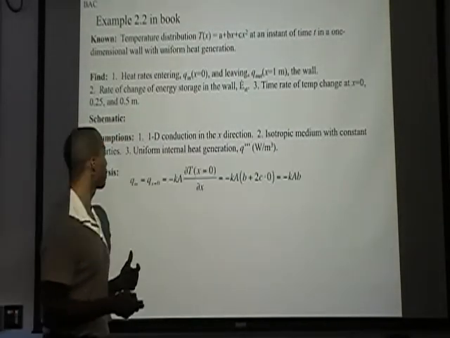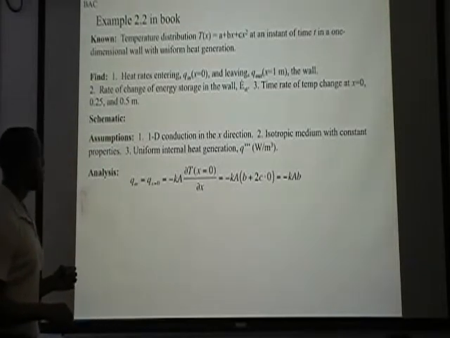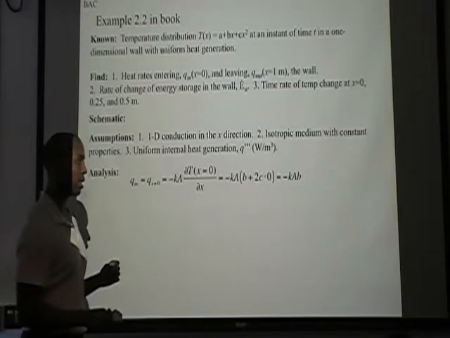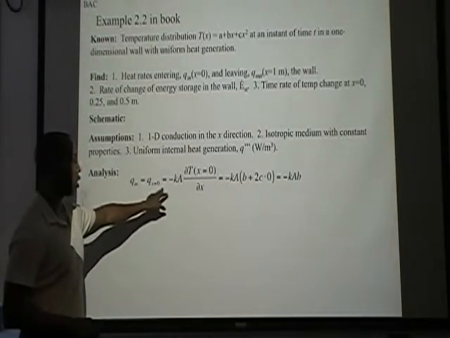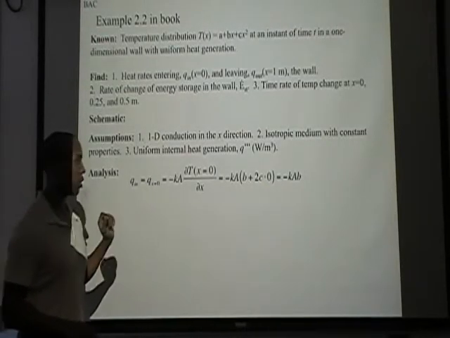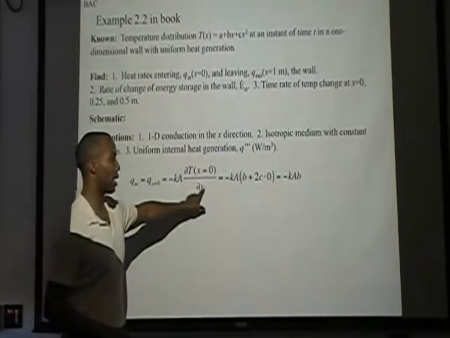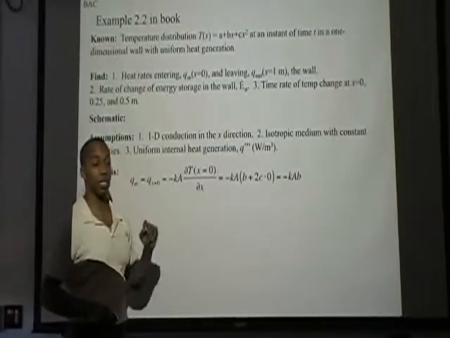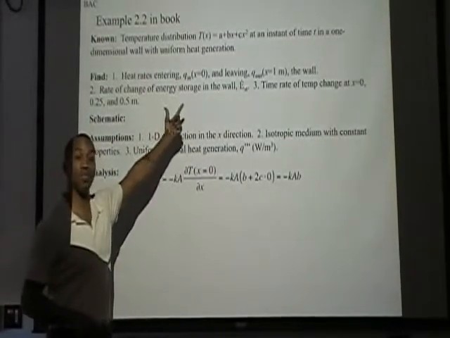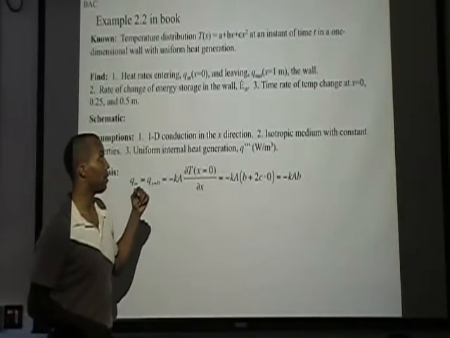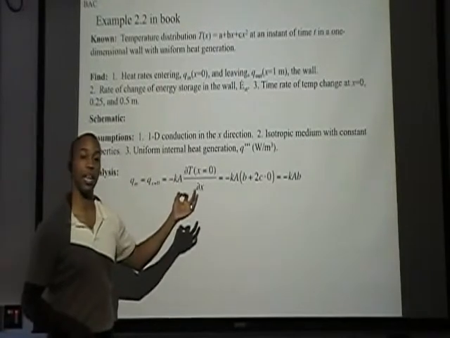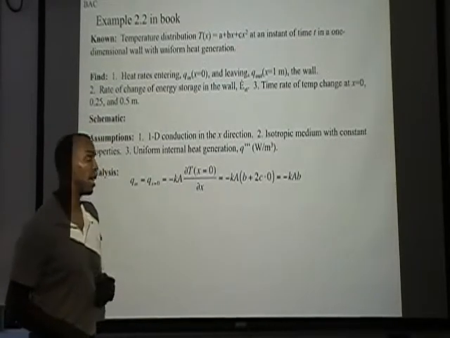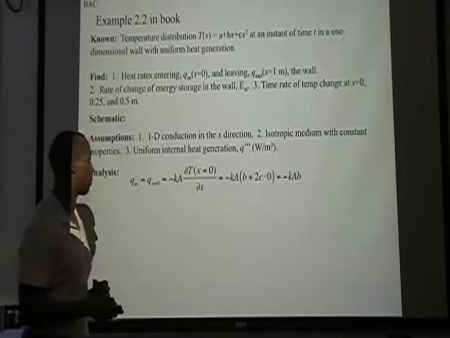So analysis. Just like I promised, we're going to solve for the heat rate leaving by applying Fourier's law at the boundary, x equals 0. Here we are just applying it, and we're basically taking our equation that we were given for temperature and differentiating it. And it's as simple as that. You differentiate it, you get the temperature gradient, you multiply it times thermal conductivity and times the area, and you get the heat rate leaving the wall.